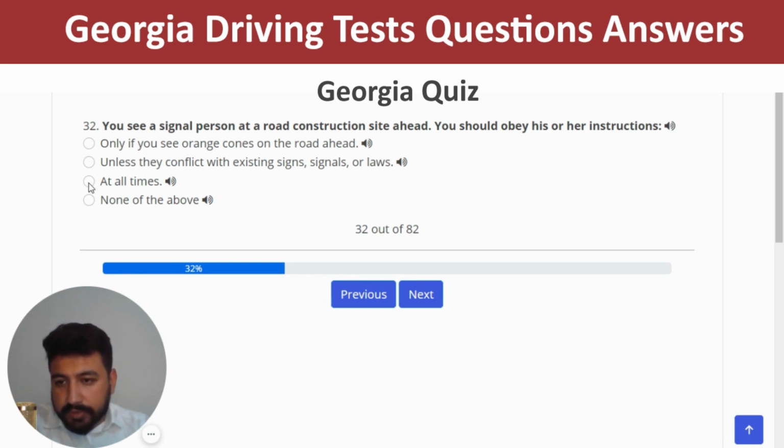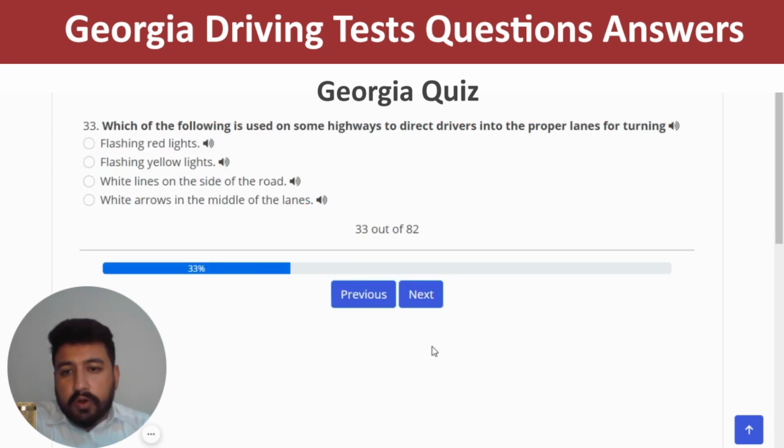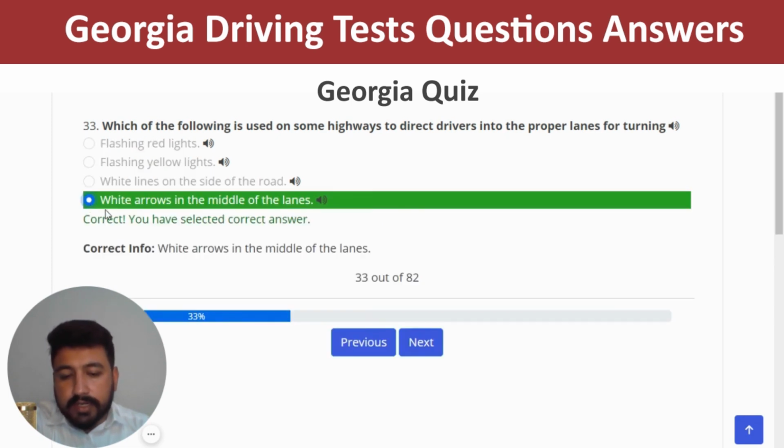So I'm going to click on the third option. Correct. And next. Which of the following is used on some highways to direct drivers into the proper lanes for turning? So the right answer is white arrows in the middle of the lane. So fourth option, correct? And next.